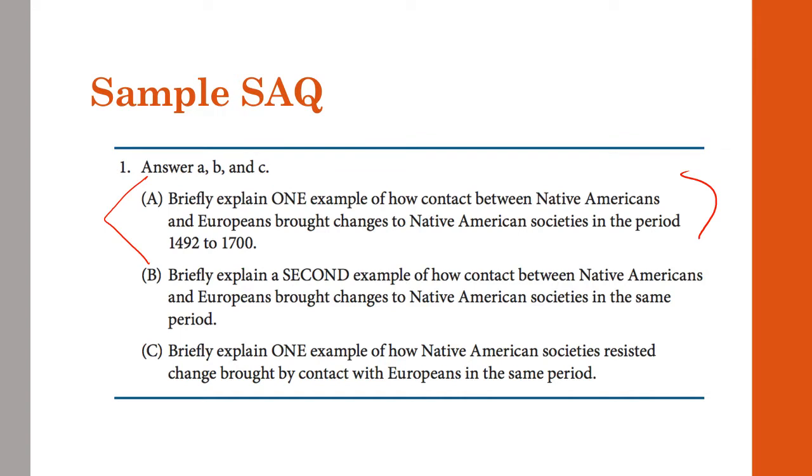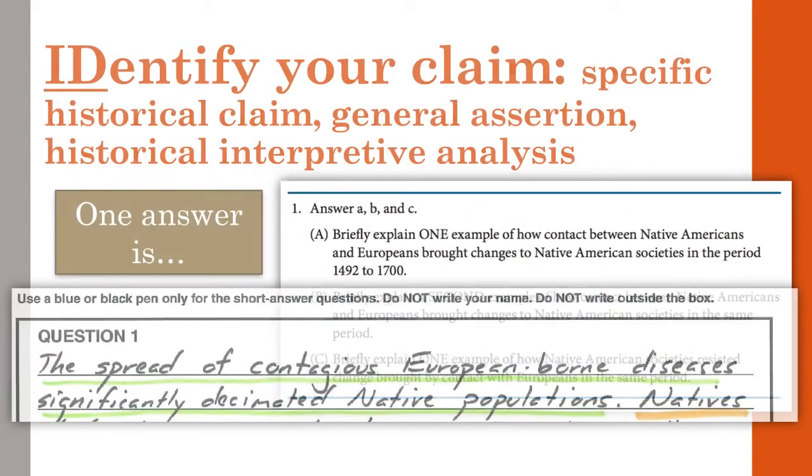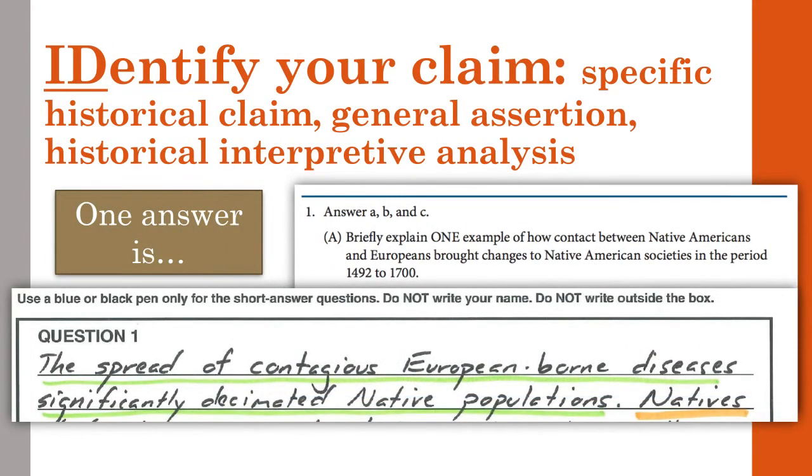This part here: briefly explain one example of how contact between Native Americans and Europeans brought changes to Native American societies in the period 1492 to 1700. Okay. So let's go ahead and provide an answer. And there are, again, 3 parts you want to take a look at. First of all, be able to, 1, identify your claim.